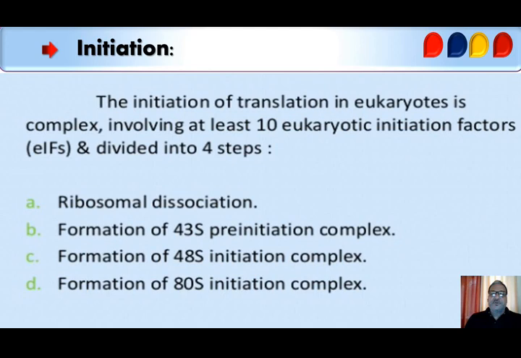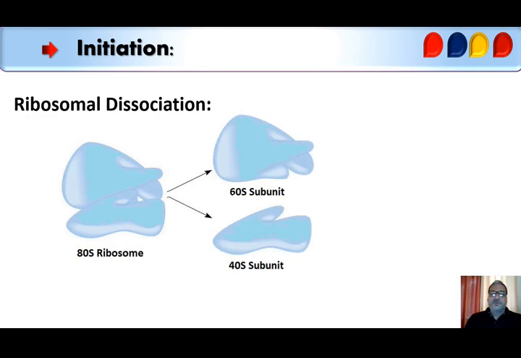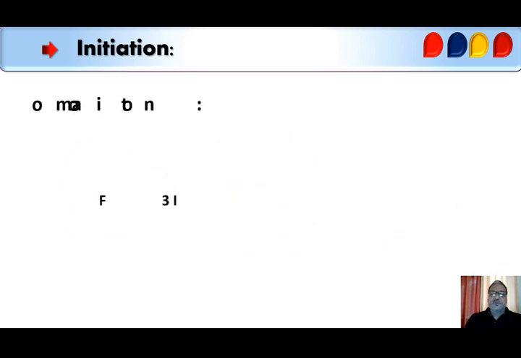So first let us see the ribosomal dissociation. The 80S ribosome dissociates to form 40S and 60S subunit. The two initiation factors, namely the eIF3 and eIF1A, bind to the newly formed 40S subunit and thereby block the reassociation of the 60S subunit. Now here the e stands for eukaryotic, i stands for initiation, F stands for factors.